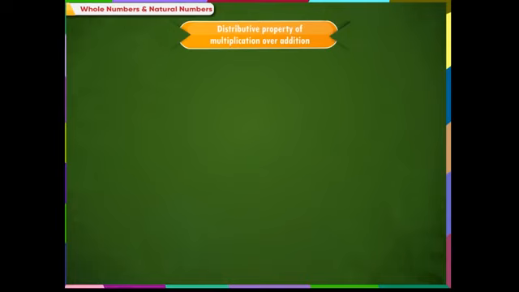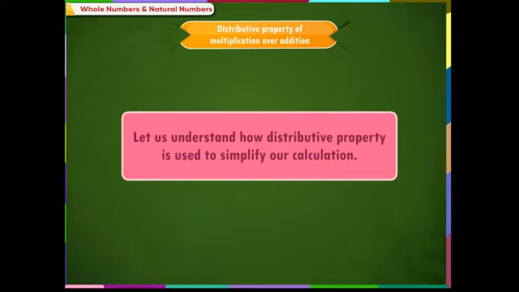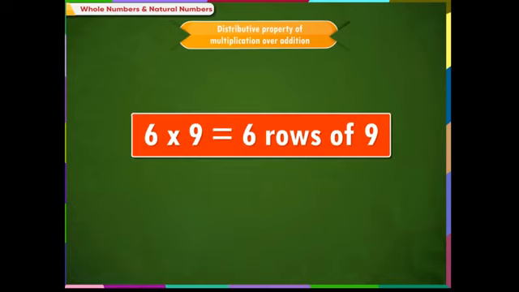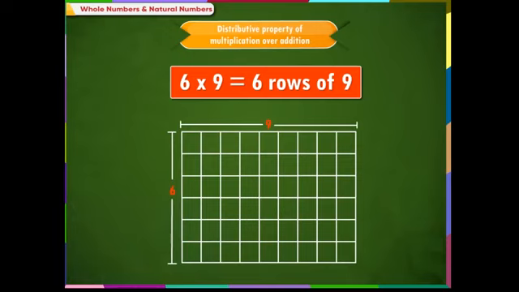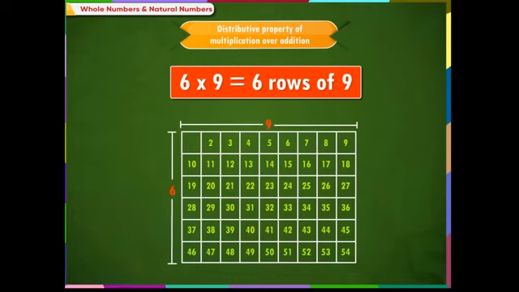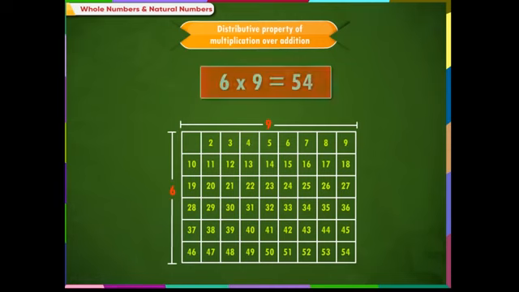Distributive property of multiplication over addition. Let us understand how distributive property is used to simplify our calculation. We know that the multiplication problem 6 multiplied by 9 also means 6 rows of 9. This grid represents an array of 6 rows of 9. We can find the product of 6 and 9 by counting the number of boxes in the grid. We see that there are 54 boxes in the grid. Therefore, 6 multiplied by 9 equals 54.